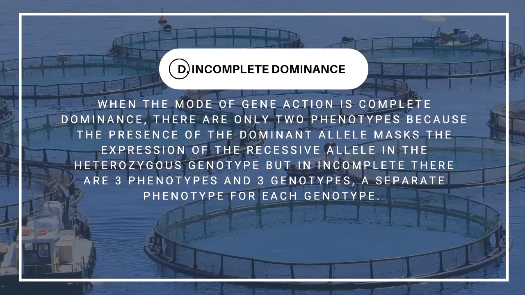When the mode of gene action is complete dominance, there are only two phenotypes because the presence of the dominant allele masks the expression of the recessive allele in the heterozygous genotype, but in incomplete dominance there are three phenotypes and three genotypes, a separate phenotype for each genotype.